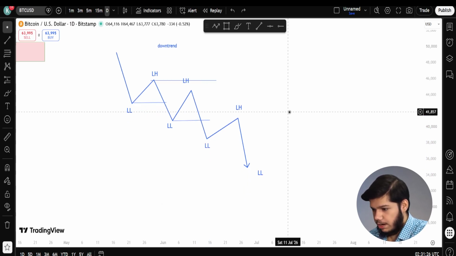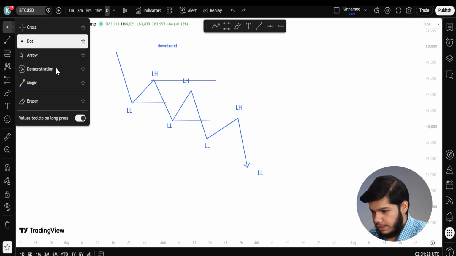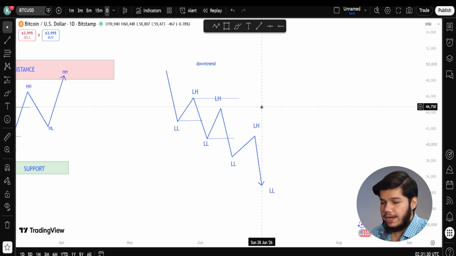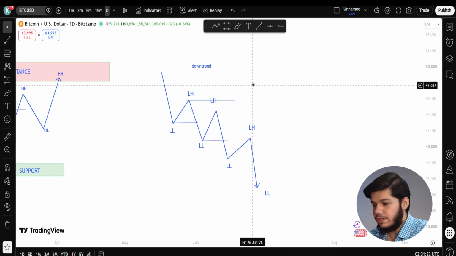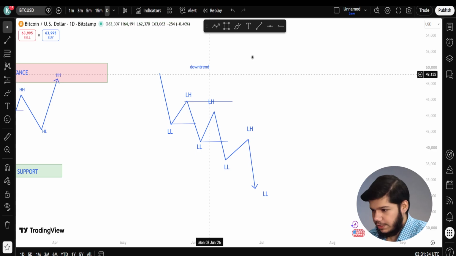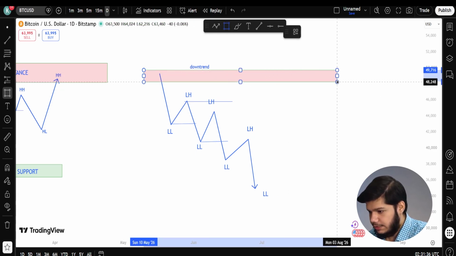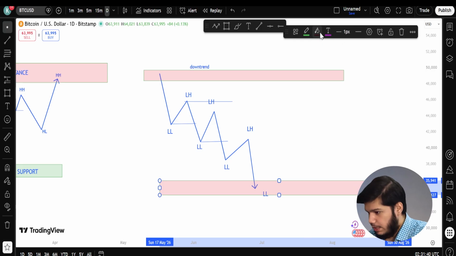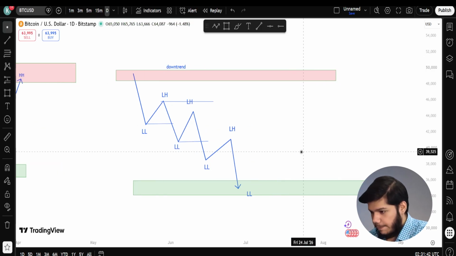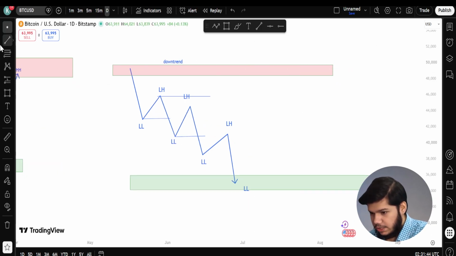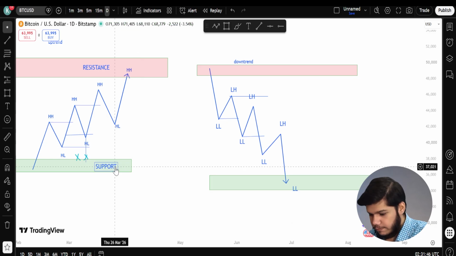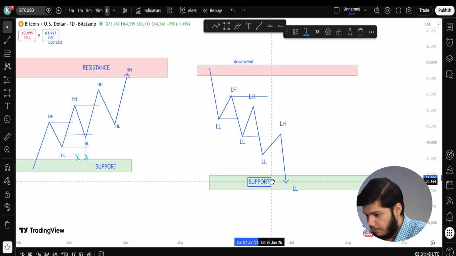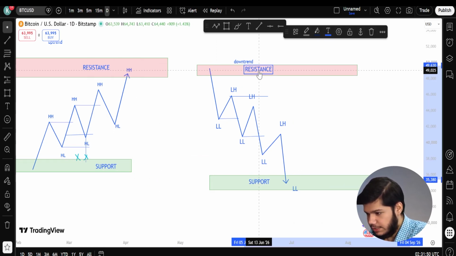Let me make this chart manual again. Okay, right here. So the support and resistance concept also lies in the downtrend as well. Let's make a resistance and let's make a support level. Let's make this green right here. Okay, now let's write it down right here. Actually, let me copy it. This is a support level, and this is a resistance level.